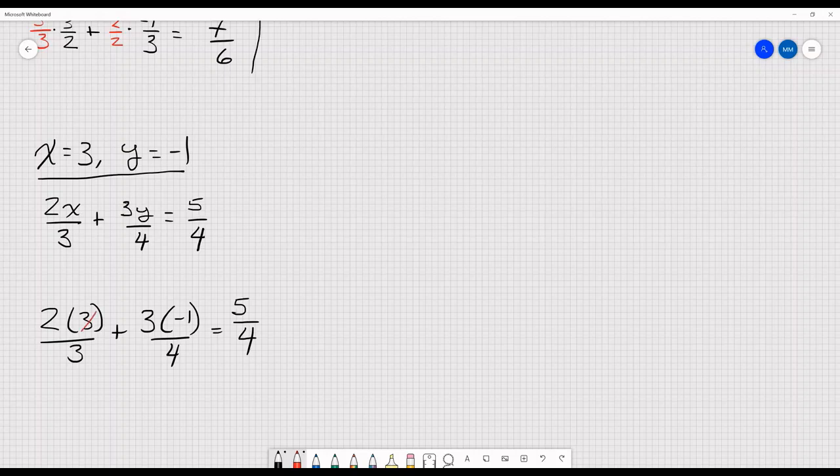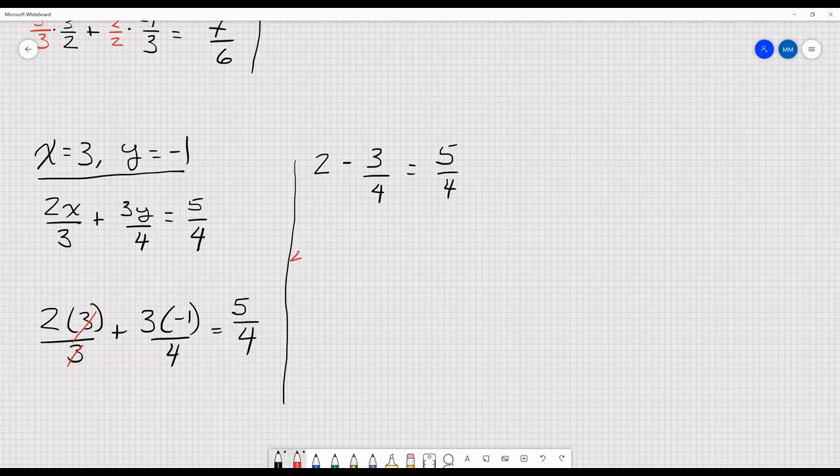Now look here, 3's are going to cancel, which means what I have here actually is 2. That becomes a negative 3. I'm adding a negative. That's a subtraction. That's 3 over 4. So 2 minus 3 over 4. I hope that's 5 over 4. I don't know. I need to put 2 over 4.